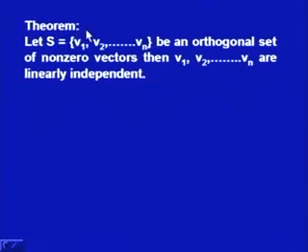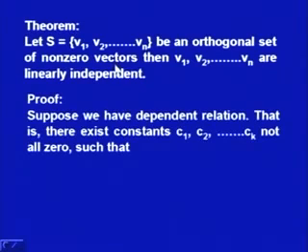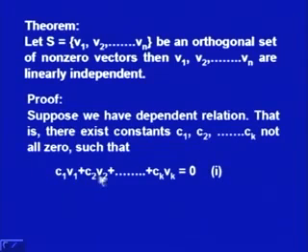Now we have an interesting result. It states that if S consists of n vectors v1, v2, ..., vn, and it is an orthogonal set of non-zero vectors, then v1, v2, ..., vn are linearly independent. This is an important result, so let us see how we prove it. Suppose we have a dependence relationship between v1, v2, ..., vn, that means they are not independent. Then there exist constants c1, c2, ..., cn, not all 0, such that c1 v1 plus c2 v2 plus ... plus ck vk is equal to 0. There must be some k; not necessarily all n, but some k vectors may be linearly dependent. So c1 v1 plus c2 v2 plus ... plus ck vk is equal to 0.